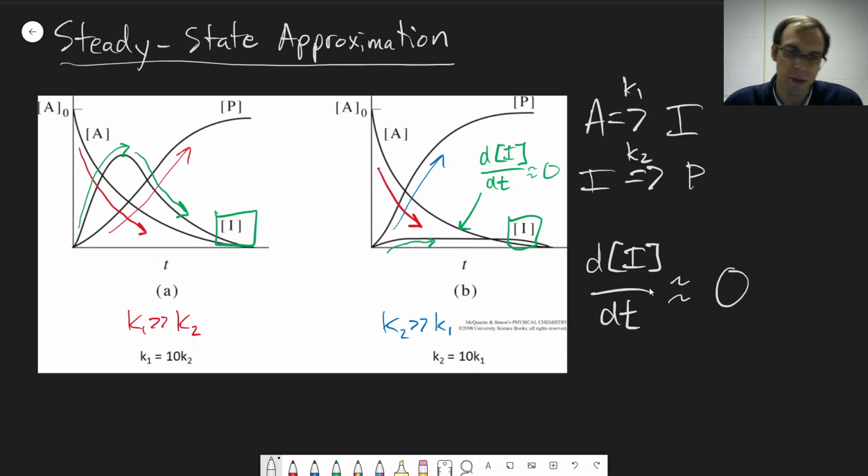If we instead have the case on the left, we can see that dI/dt is not 0, except for at the very top of this curve, and it doesn't stay there. That's the only point where it's 0. Whereas here, it's basically flat across the entire thing. So how would this work out in terms of our mathematics?